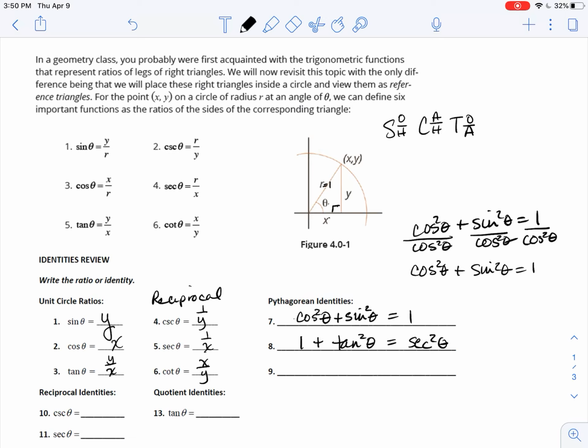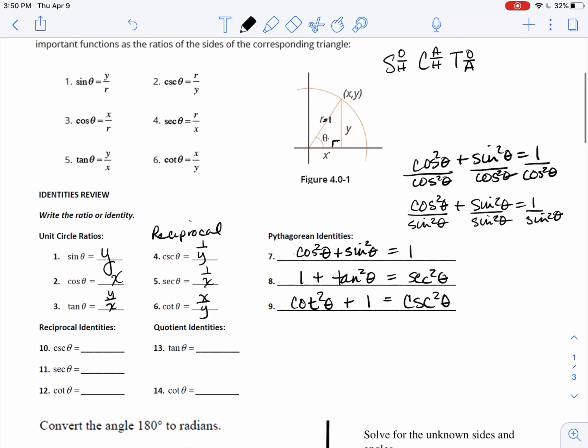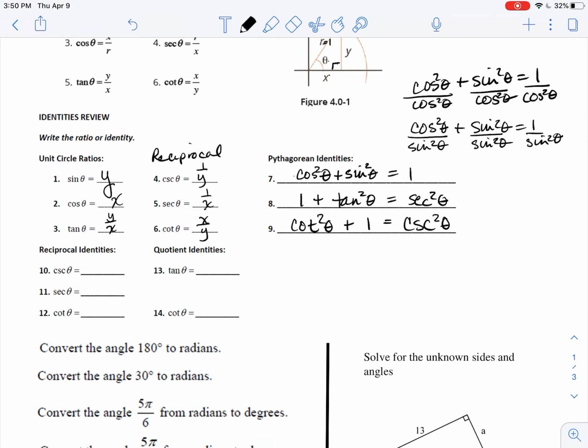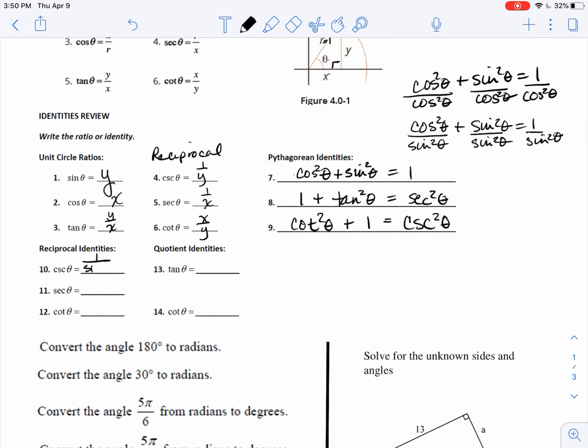Okay, we're going to do the same thing this time with sine. So start with your original Pythagorean and divide everything by sine squared theta. Okay, so cosine over sine, that is going to give you cotangent squared theta. Sine over sine is 1, and 1 over sine is cosecant squared theta. And then you can manipulate these, move them across the equal sign to create many, many more.